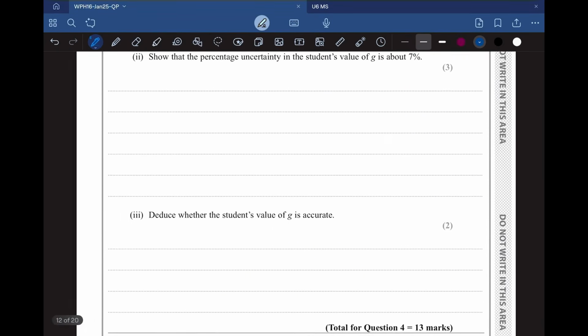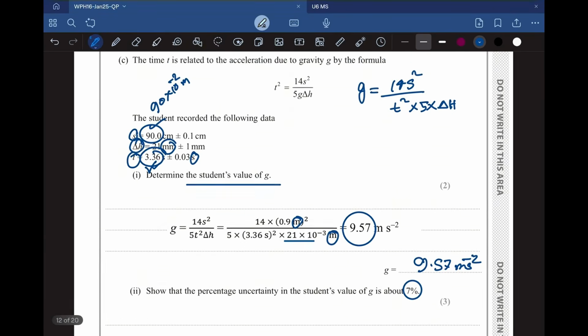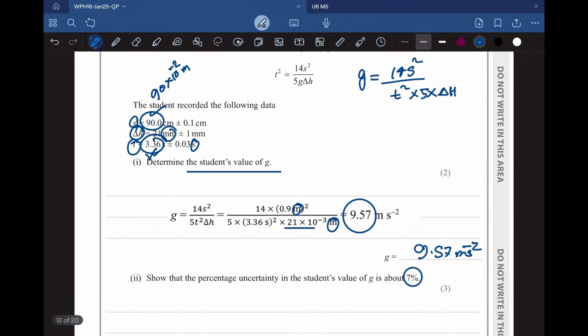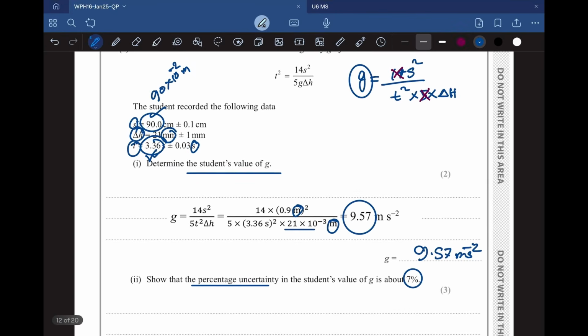Now the next question, this is a very common question. It says show that the percentage uncertainty in the student's value of g is about 7%. So basically we'll have to show that. The percentage uncertainty in the value of g. So here we can see 14 into s squared, and we know in the percentage uncertainty we are not going to take the constants into consideration. So we'll remove these constants, so we are only left with s squared.